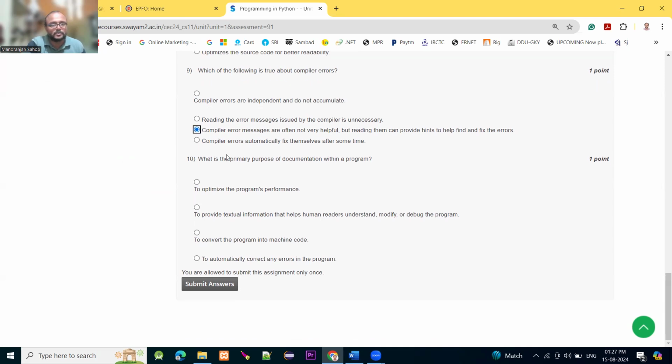Moving to the last question, question number 10. What is the primary purpose of documentation within a program? Why is documentation required? Optimize the program and performance. No. Second one is to provide textual information that helps human readers understand, modify and debug the program. That is the right answer.